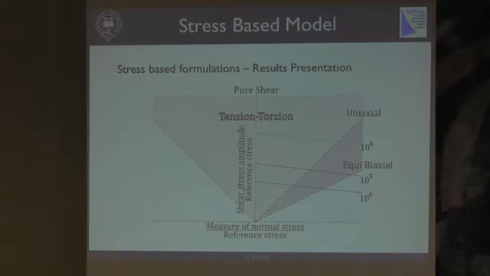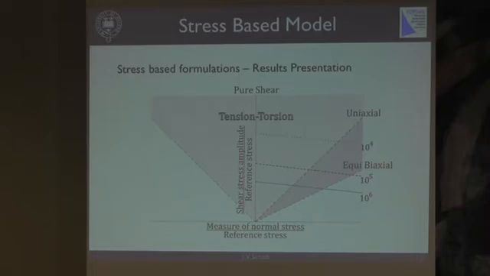So here we've got shear stress amplitude over reference stress, and this is some normal stress measure over the reference stress. So if you have a pure shear test, that would lie on this vertical axis here, and if we have a uniaxial test, then that would lie on this line here, and if we have an equibiaxial, then that will lie on this line here.